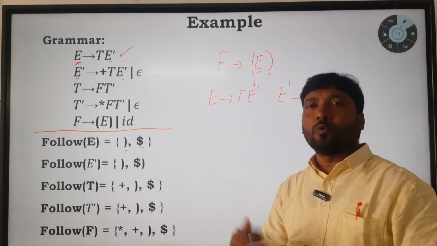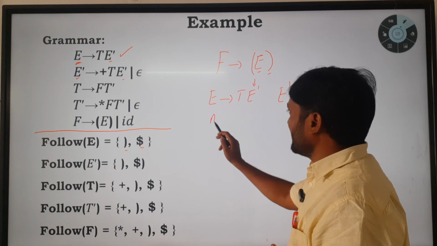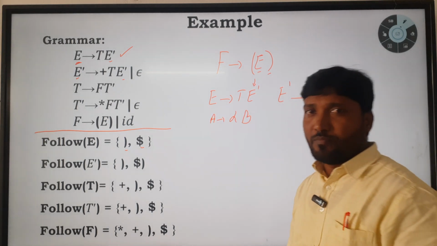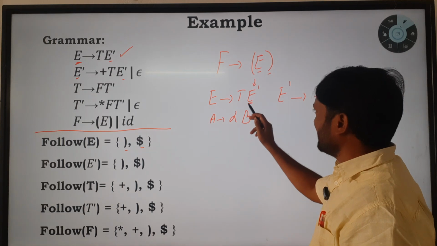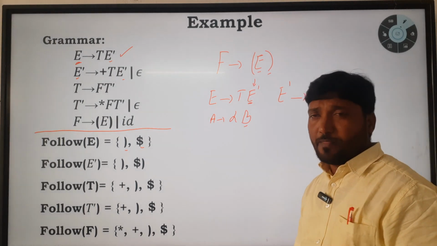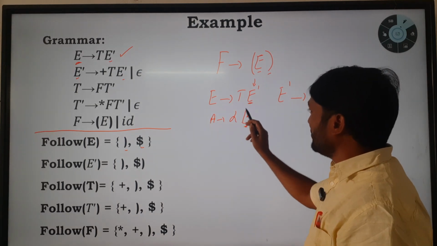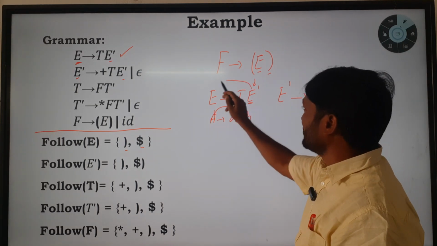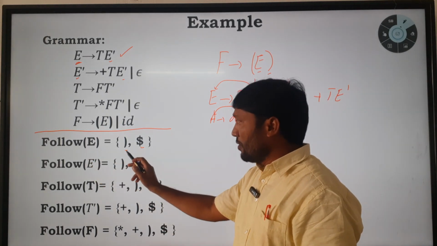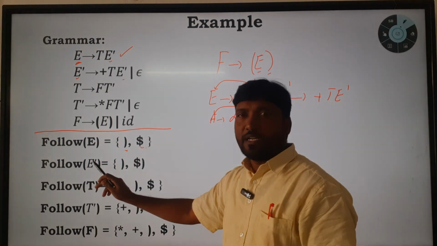Now we are going to apply the required rule. It is in the form A derives alpha B. We are calculating the follow function for E dash, so that can be considered as the capital B. Now apply the third rule: follow of B equals follow of A. Follow of E dash equals follow of E. What are the symbols in the follow of E? Close bracket and dollar. Those symbols can be considered in the follow of E dash also.